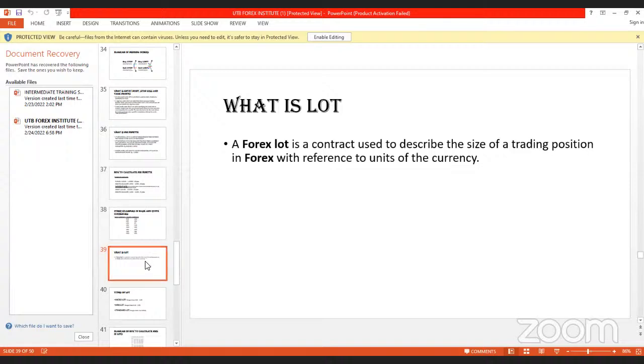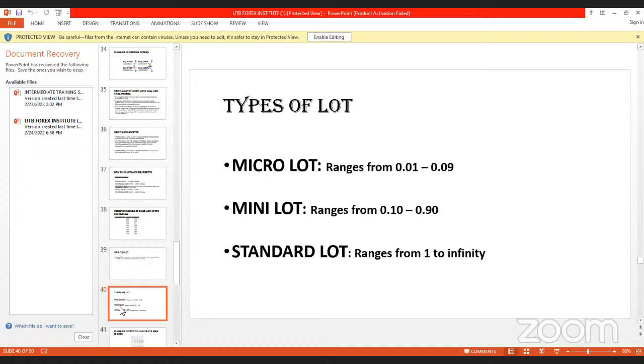Now, there are three categories of lot sizes. We have the micro lot size, we have the mini lot size, and we have the standard lot size. Those are the three categories. Now, we said the micro lot size ranges from 0.01 to 0.09.